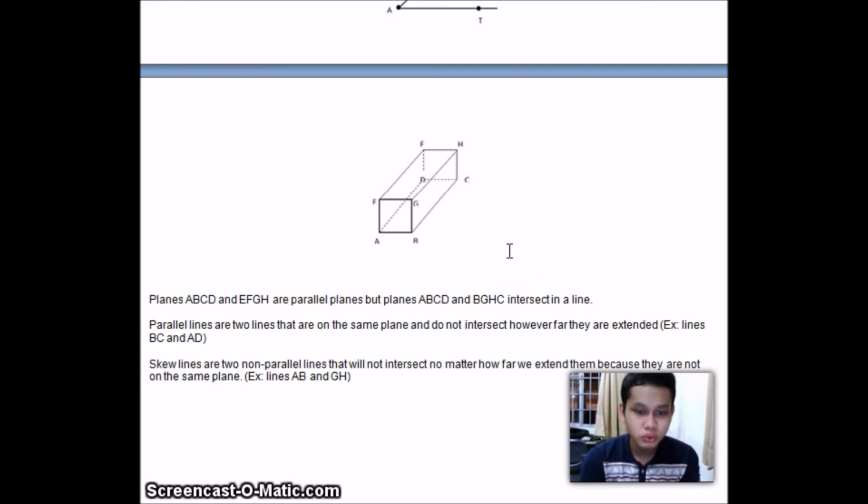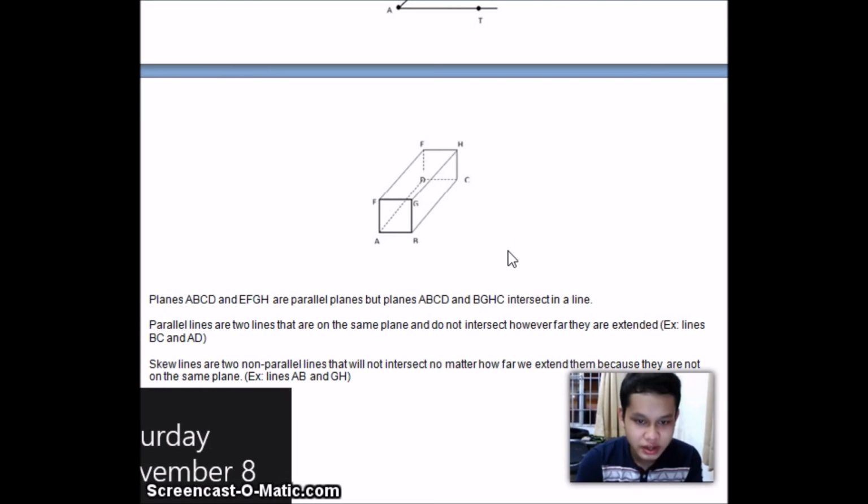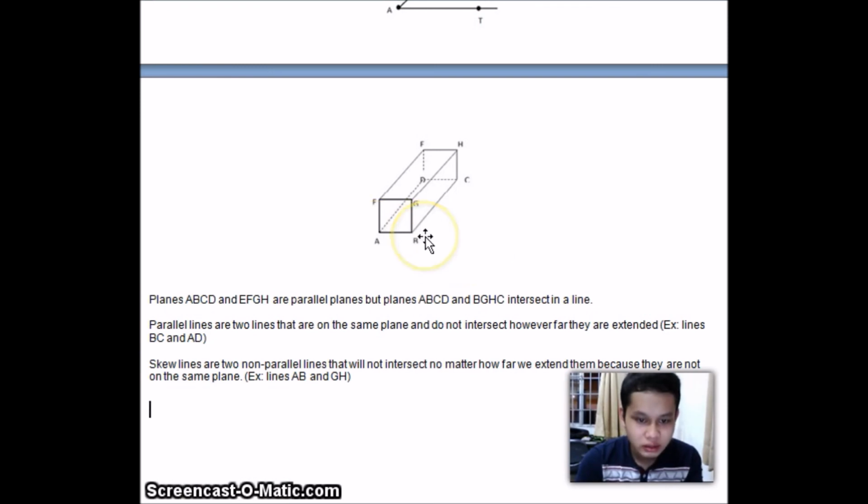Skew lines are two non-parallel lines that will not intersect no matter how far we extend them because they are not on the same plane. An example for skew lines is AB and GH.